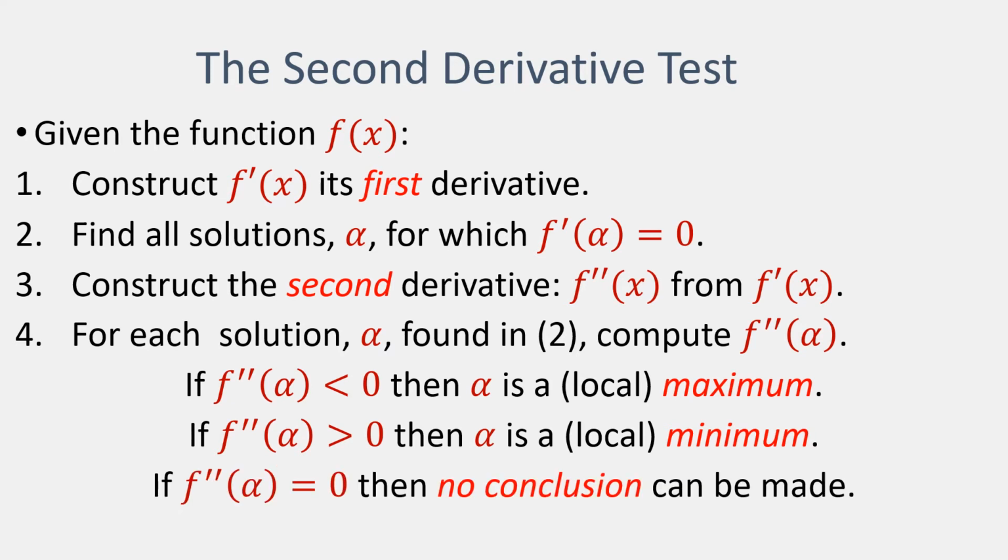And there's one awkward case. If the second derivative function turns out to equal 0, then we can't make any immediate conclusion using the second derivative test. It requires some further work. So here are some examples. Here we have a polynomial function. It's a polynomial of degree 4.